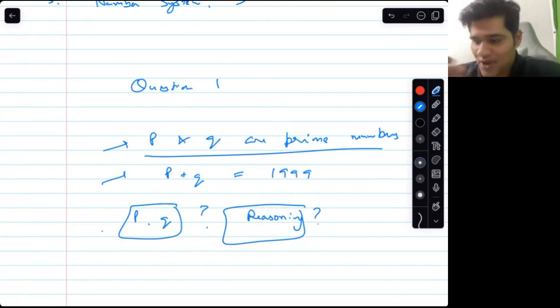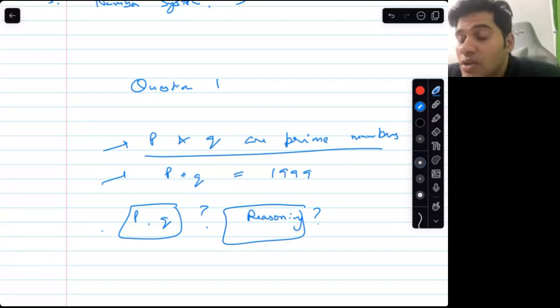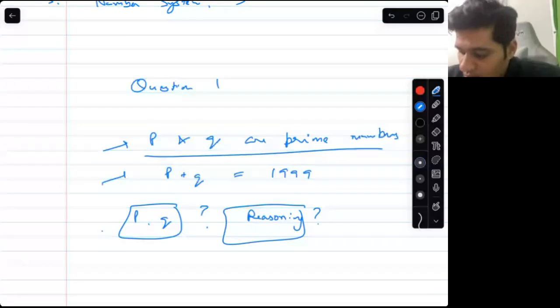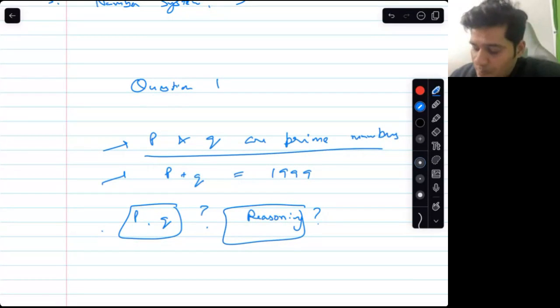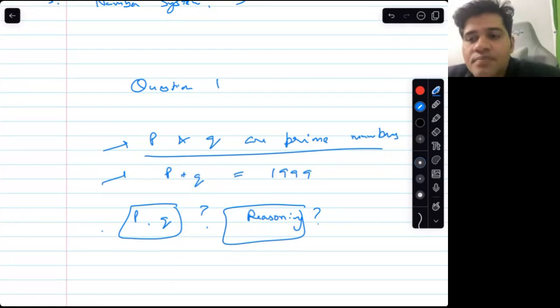You guys are supposed to now try to solve this question. It is your question now, and please do not write the solution to everyone. Write the solution in private to me only, so that if you reach the answer, you do not share it with everyone. So the question is this: P and Q are prime numbers. P plus Q equals 1999. You have to tell me the product of P into Q, and you have to tell me the reasoning behind it.